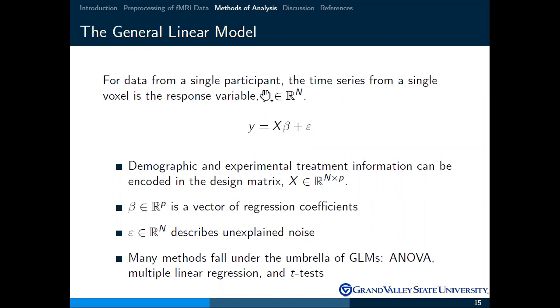Many methods fall under this general umbrella of the GLM. Some of the most common are ANOVA, multiple linear regression, and t-tests, with t-tests being the favorite from my experience, where people simply use a t-test to compare the average activation levels, say under two different treatments or between two groups. This is oversimplifying the data a bit. Probably some of the statisticians in the room are cringing a little, worrying that I'm glossing over a lot of details. And yes, that's the case.